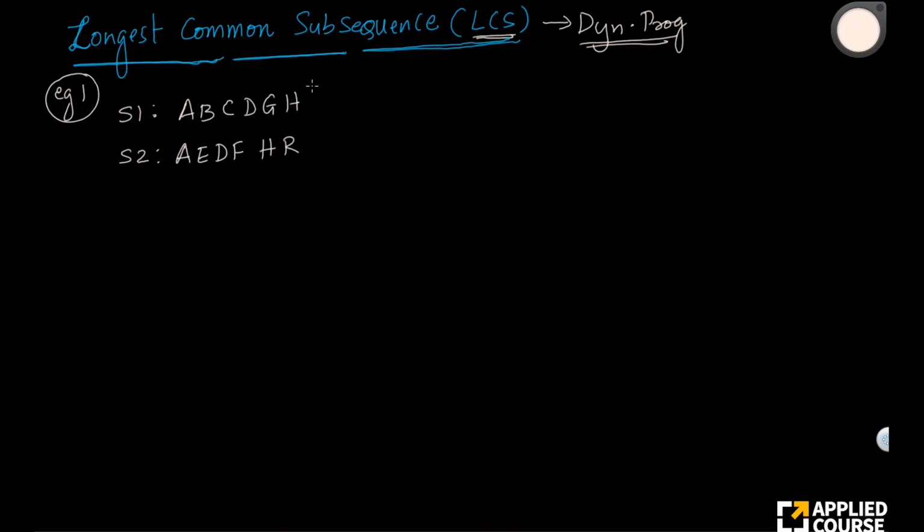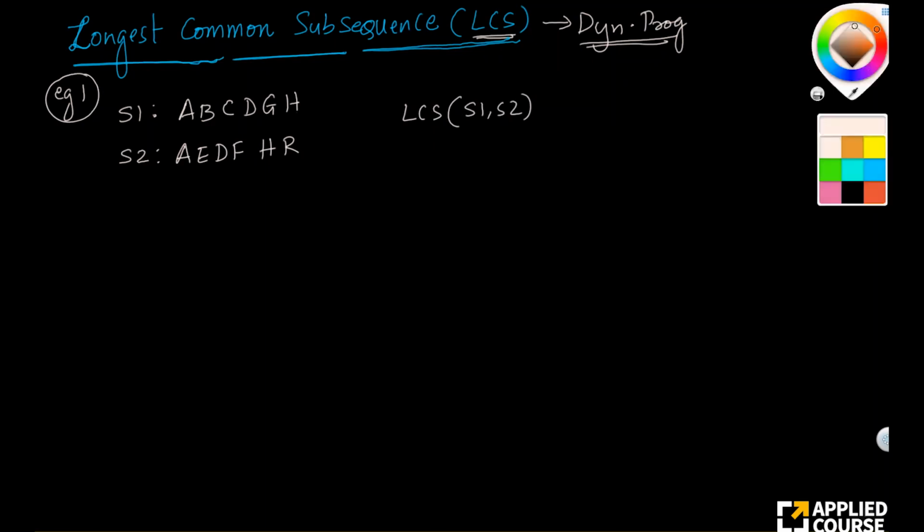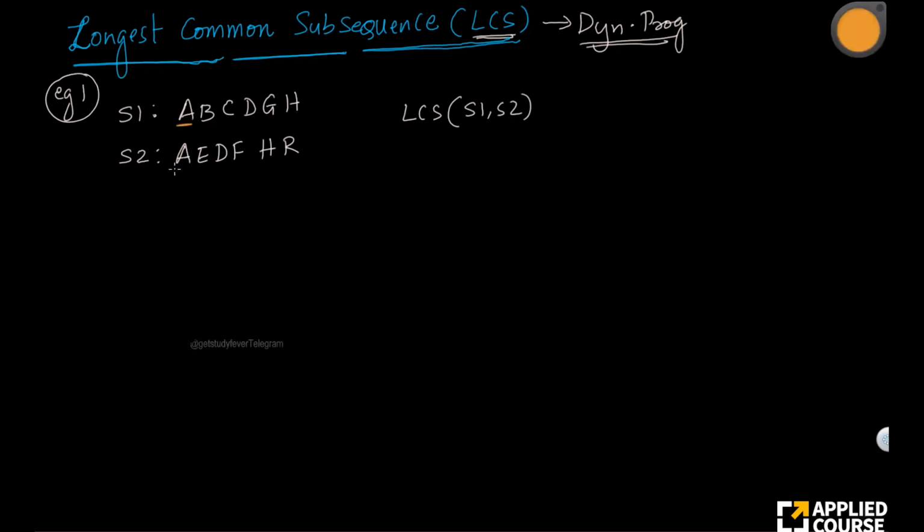So the longest common subsequence of S1 and S2 is determined as follows. The core idea is this. So here A and A, if you see these two, they're matching. Now the B and E won't match, E and C won't match, B and D won't match, C and D won't match, but D and D will match. Similarly, if you notice, H also will match.